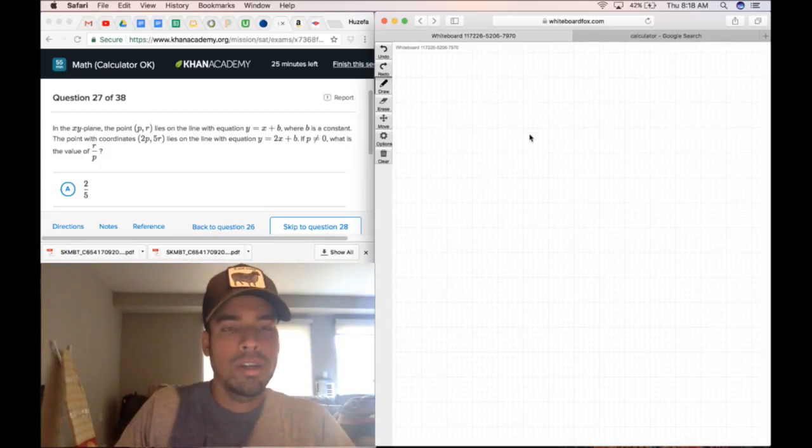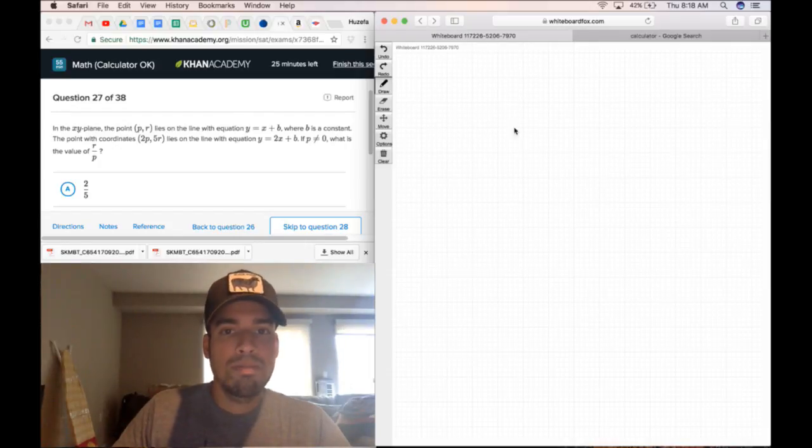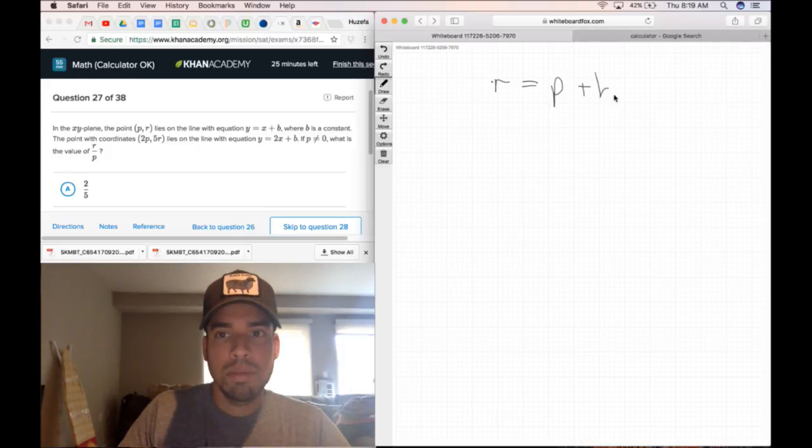So what we're trying to do is solve for B and then set those two equal to each other. This is my guess, PR. So I'm going to plug that in for the first equation, R in for the Y equals P in for the X plus B. So B equals R minus P.